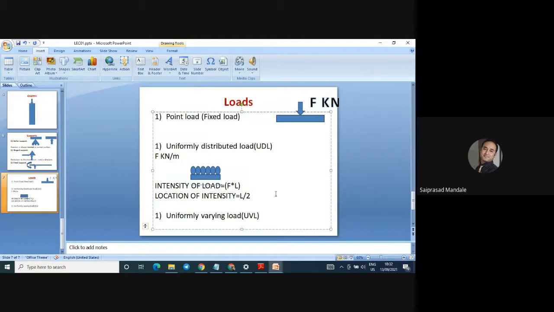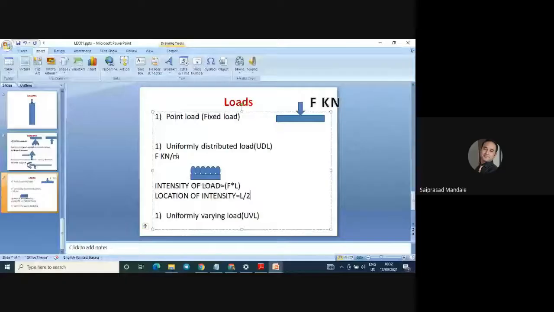First question: if it is a uniformly distributed load having the intensity of F kilonewton per meter and length of L, how do we calculate its intensity? The intensity will be equal to force into its length. And what is the location of acting of the intensity? Its location is L by 2, half of the total distance. That is the intensity. Now the third case.